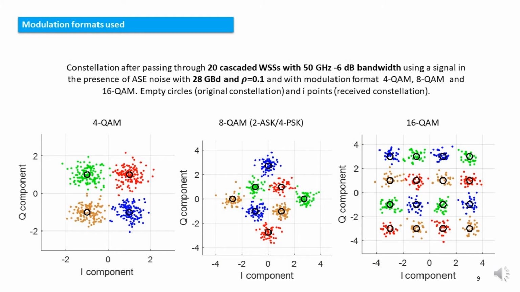We used several modulation formats. We used the gray mapping whenever possible, of course. But for the 8 QAM modulation format, that is not possible. So we use the mapping that allows the lowest number of wrong bits in a wrong symbol detection to reduce, obviously, the probability of bit errors. The figure illustrates the modulation formats used after 20 cascaded WSS for a symbol rate of 28 gigabaud.